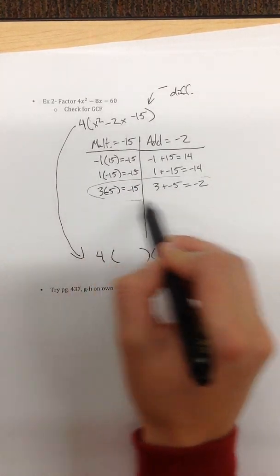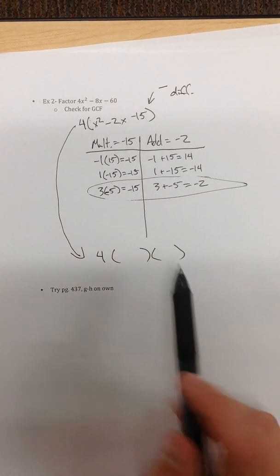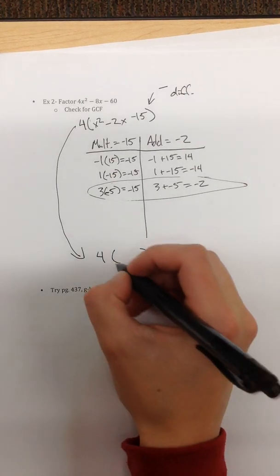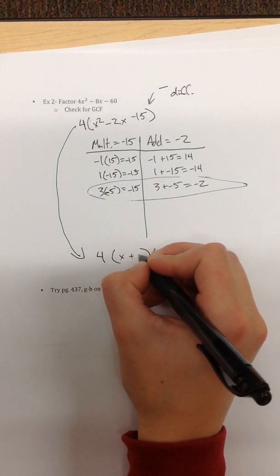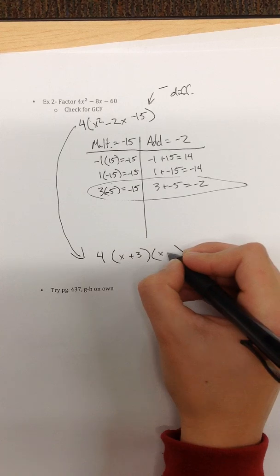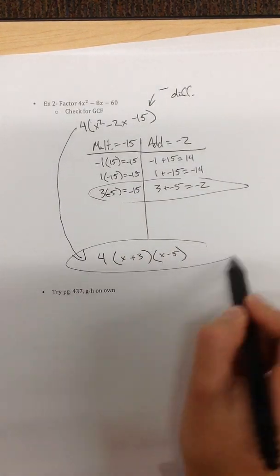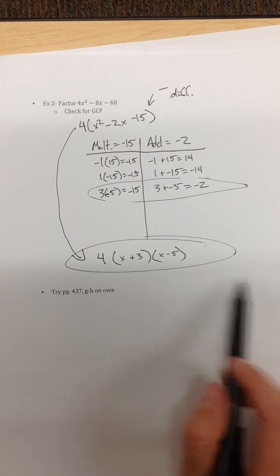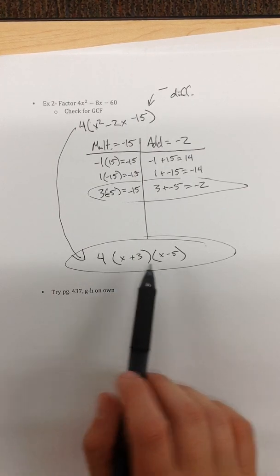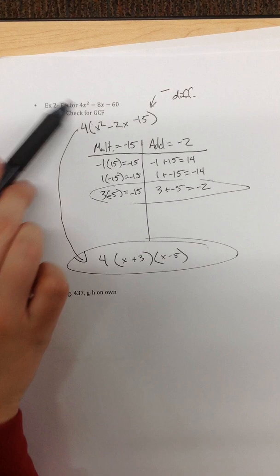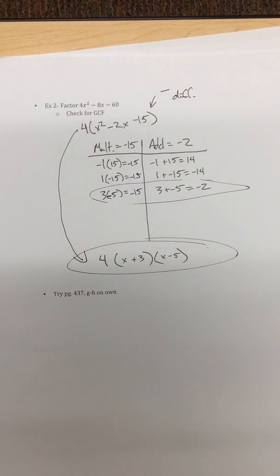Alright, so that's what I've got there for my numbers. I'm going to use 3 and -5. So I'm going to go 4, x plus 3, x minus 5, and that would be my answer there. And I could always FOIL that out and then multiply the whole thing by 4, and it should be that same exact original thing. So if you're not sure, you can check all of these by doing FOIL and seeing if you get back to your original number.